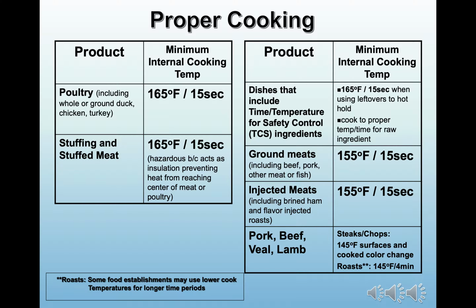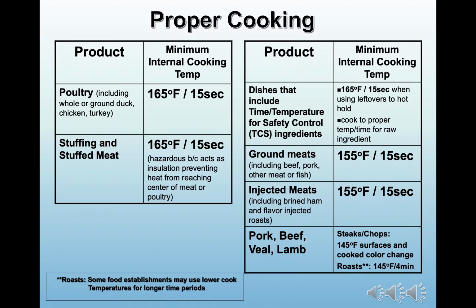When reheating leftover foods that include TCS, or time temperature control for safety, ingredients, you must reach an internal temperature of 165 degrees Fahrenheit for 15 seconds if it will be used for hot holding. If the dish that includes TCS ingredients is raw, you should cook it to the proper internal temperature for the raw ingredient. Ground meats such as ground beef or pork have an internal temperature requirement of 155 degrees Fahrenheit for 15 seconds. Injected meats must also reach an internal temperature of 155 degrees Fahrenheit for 15 seconds.